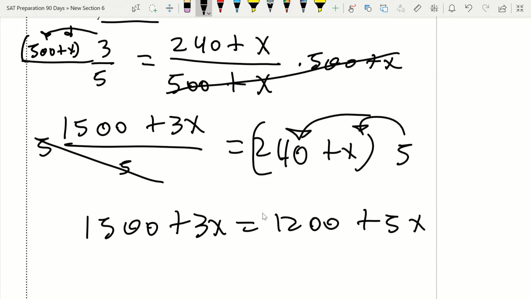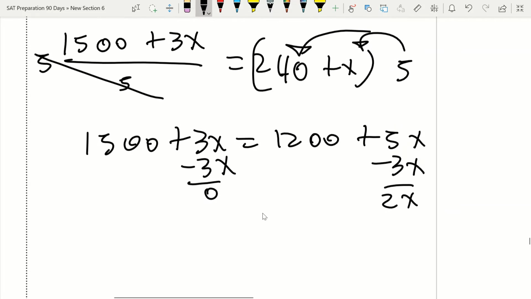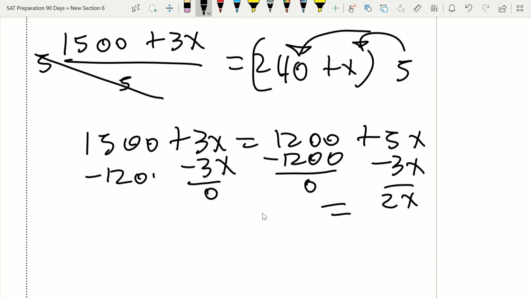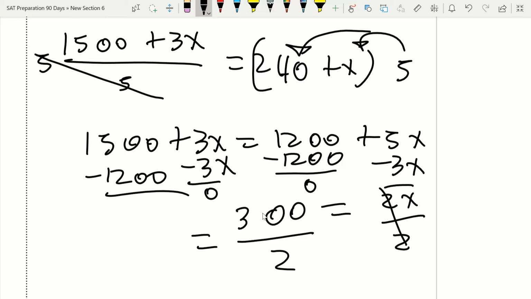At this point, I want to keep my coefficient in front of x positive, so I'm going to subtract my smaller coefficient in front of x. So I'm going to subtract 3x from each side. That's one thing I always recommend doing, is keeping that coefficient in front of x positive. Next, I'm going to subtract 1200 from each side, so that way I have x set equal to a constant. Subtract 1200 from 1500, that's going to give me 300. So now I've got 300 is equal to 2x. I divide each side by 2 to solve for x. I see that x is equal to 300 over 2, which is equal to 150. So 150 will be my answer for 34, 150.